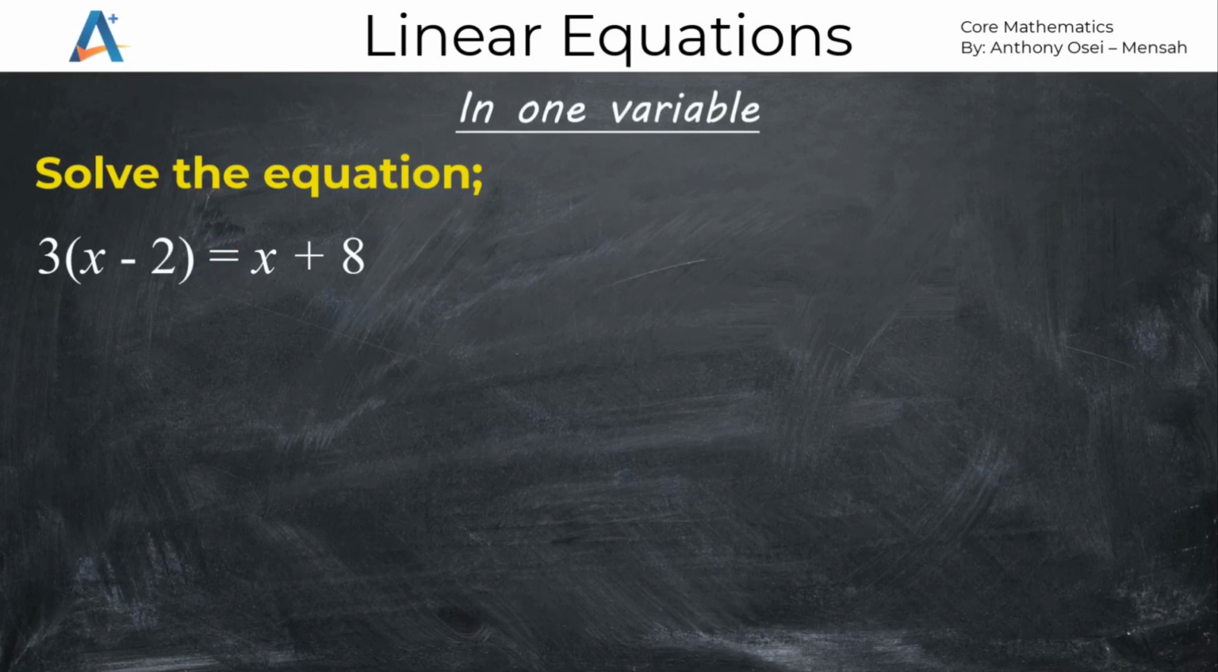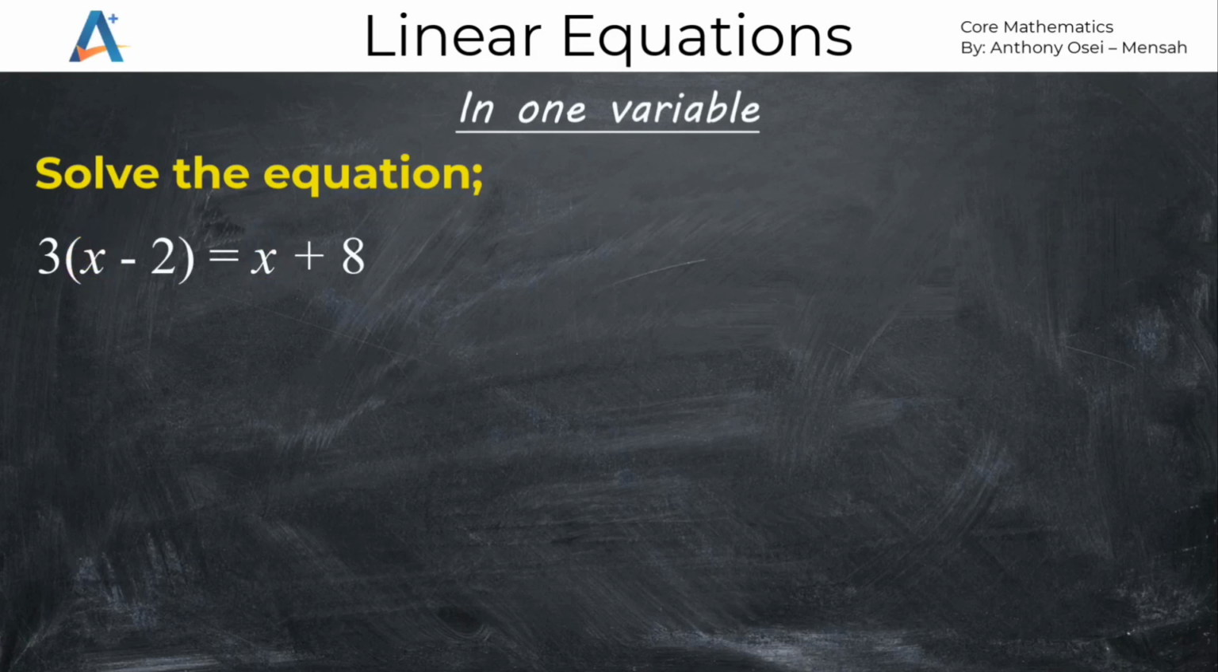It is a linear equation because the variable here is x, and the exponent or the power of this variable is 1. In a case whereby a variable has no exponent, it means the exponent is 1. So x without an exponent is exponent 1. Don't forget that this is in one variable, because the only variable that we can find in this equation is x. So it makes it a linear equation in one variable.